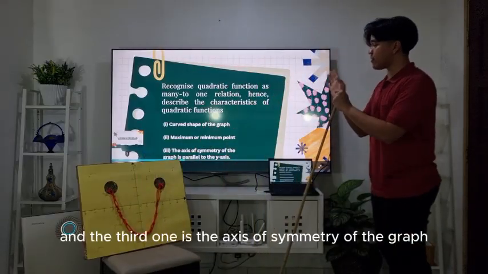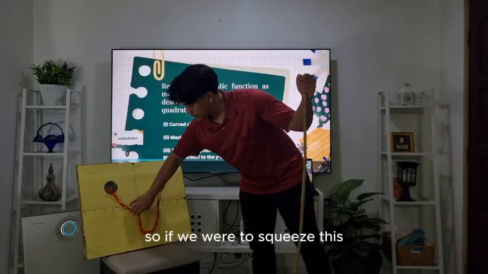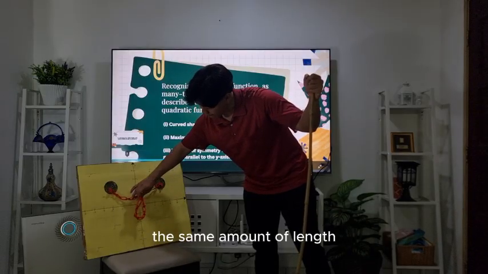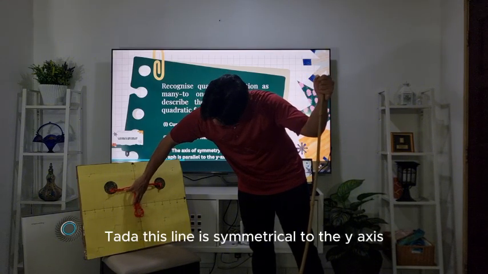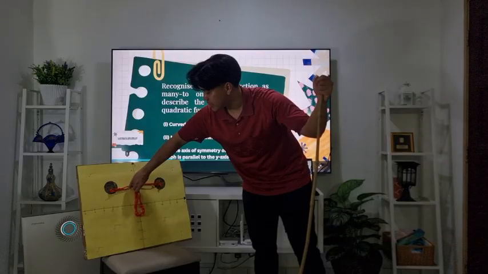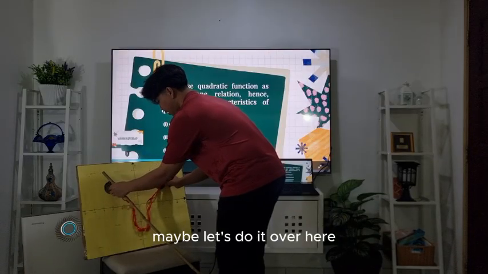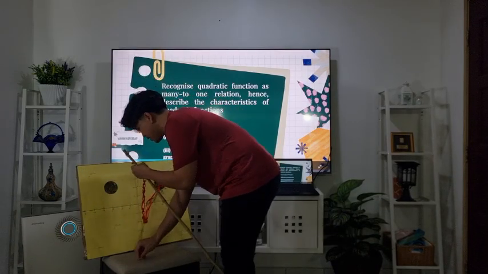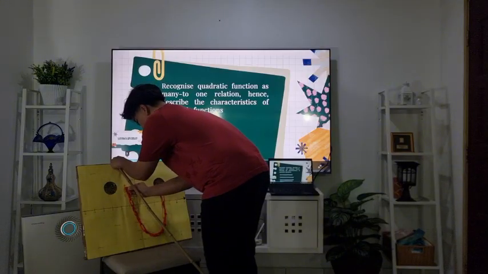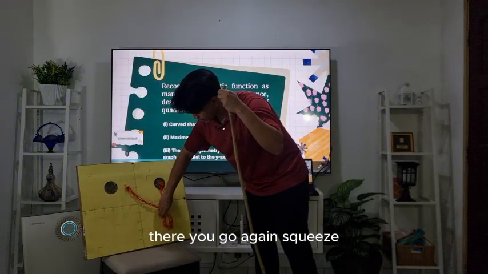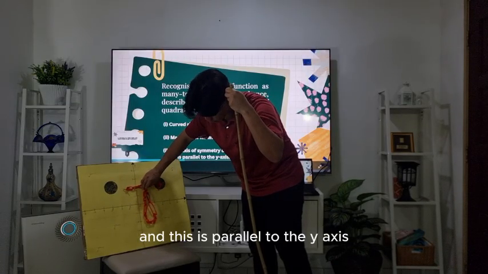And the third one is the axis of symmetry of the graph is parallel to the y-axis. So if we were to squeeze this, make sure we're trying to squeeze the same amount of length. Ta-da! This line is symmetrical to the y-axis. In this case, it's a little bit on top of the y-axis. Maybe let's do it over here. Let's change Mr. Smiley a bit. There you go. Again, squeeze. There you go. This is the y-axis, and this is parallel to the y-axis.